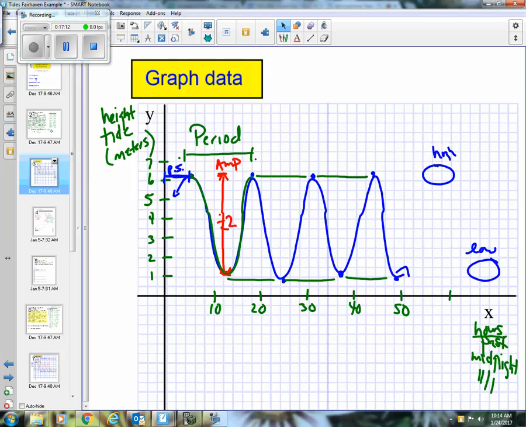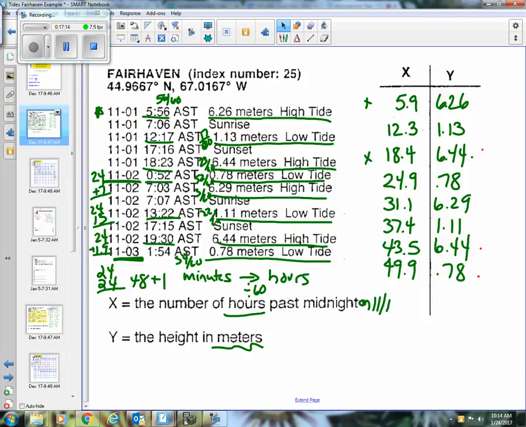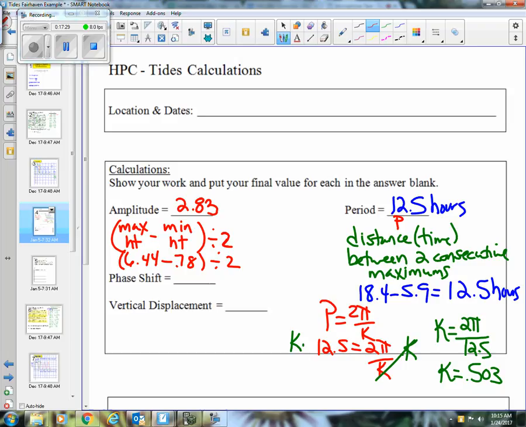Let's go back to our data then. What is the shift to that first maximum height? Well, it's 5.9 hours. So for the phase shift, we don't really have to calculate, we just have to know what we're looking for. If this is the first high tide, how far was the graph shifted over? Well, it didn't happen at midnight, it didn't happen at 0. It happened at 5.9 hours after. So my phase shift would be 5.9, and that would be in hours as well.